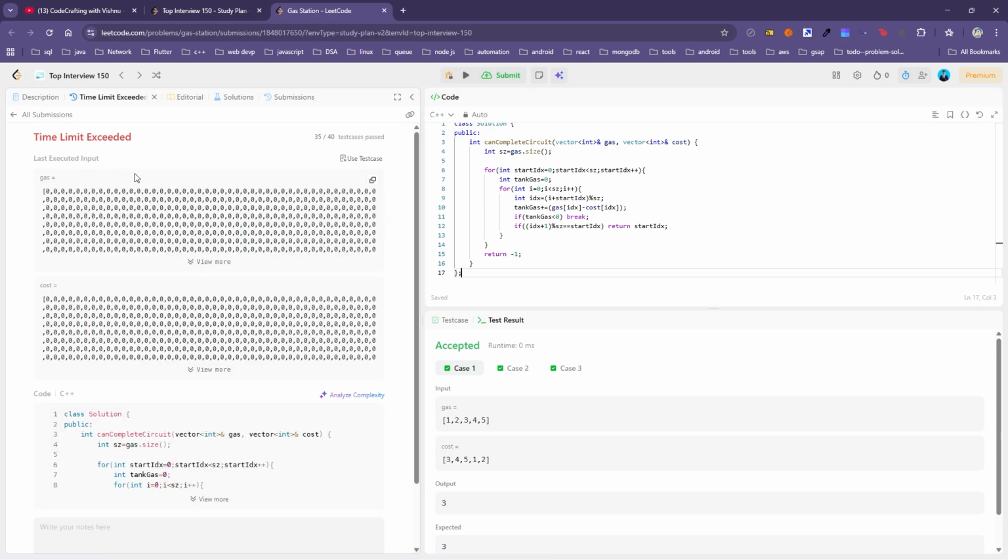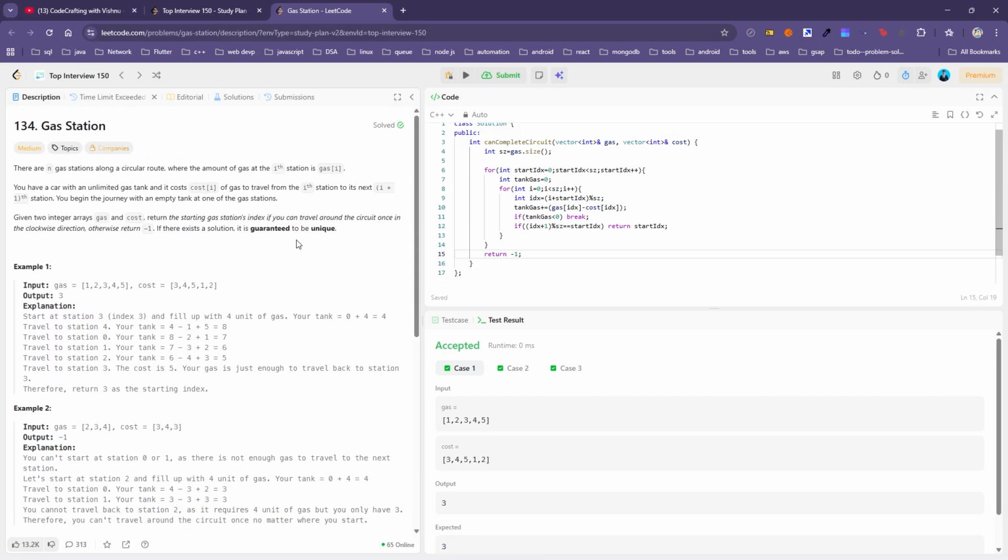And we got time limit exceeded, obviously, because this solution takes big O of n square time. So just to recap, for each index starting from the 0th index to the last index, we check whether the given index is a valid index or not. To check, we start from this index and travel the whole circle. If we are able to reach the start index again, that means the start index is valid, and in that case we return the start index. And if we came out of these loops, then we know that we didn't find any start index, so we will return -1.